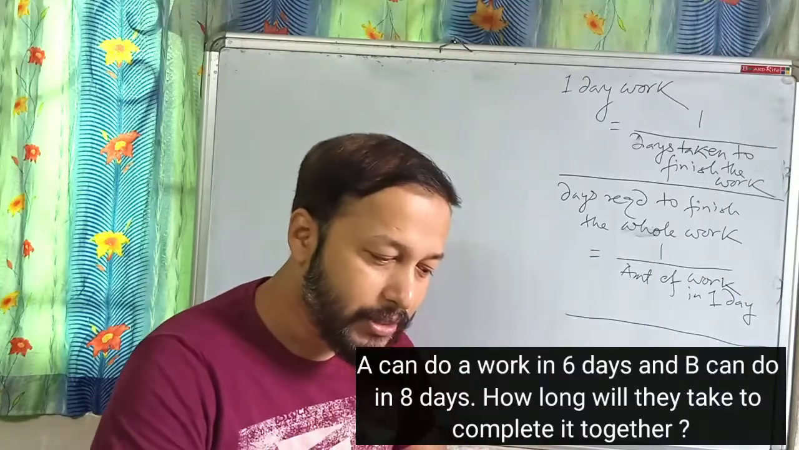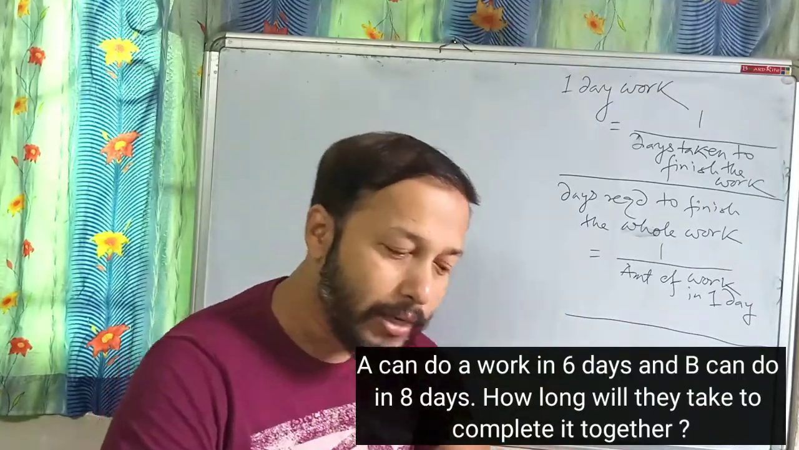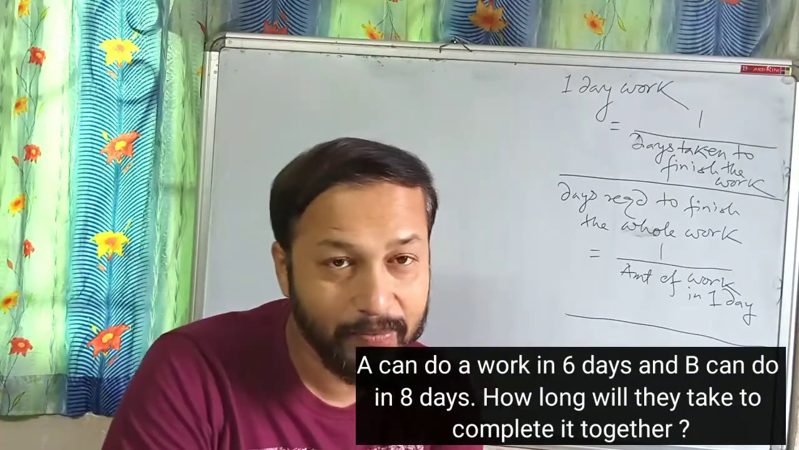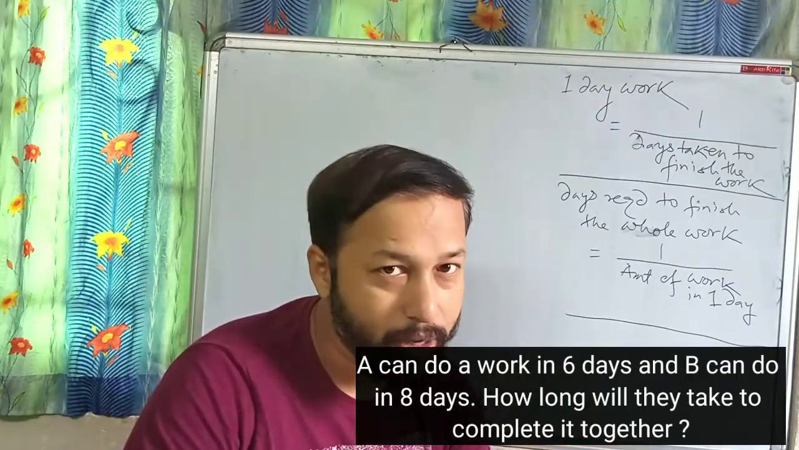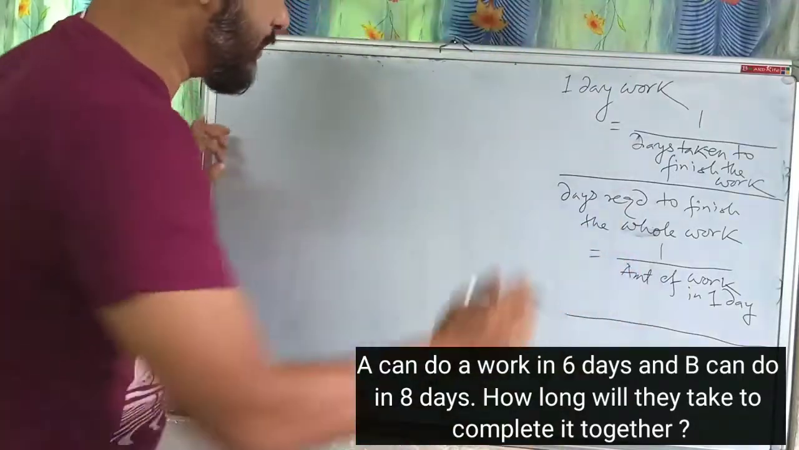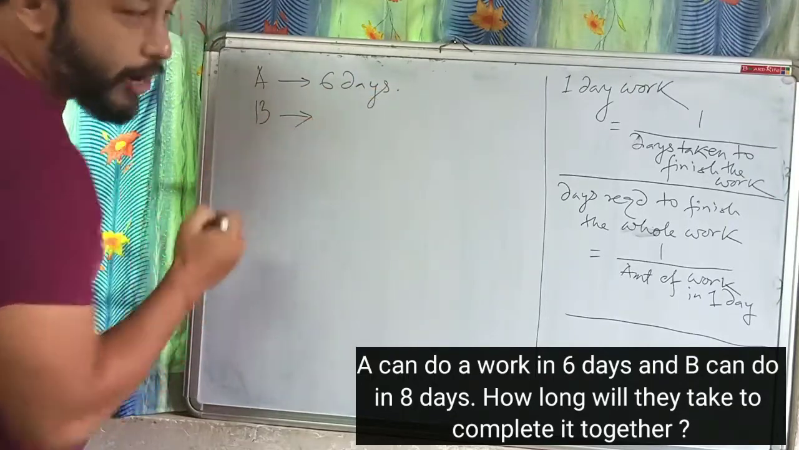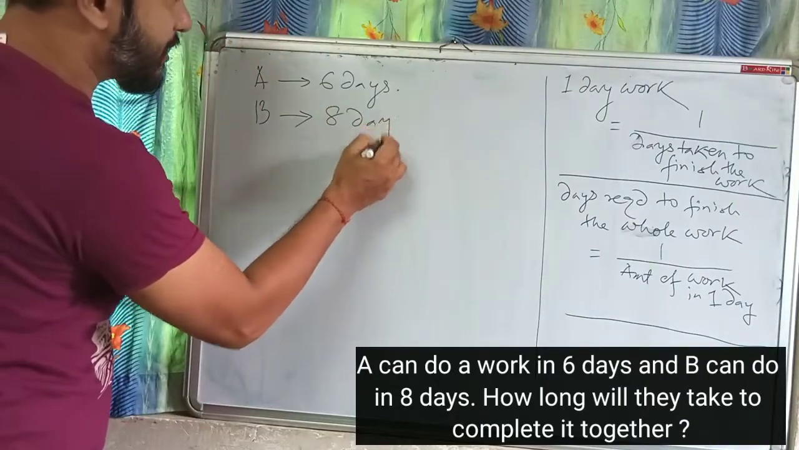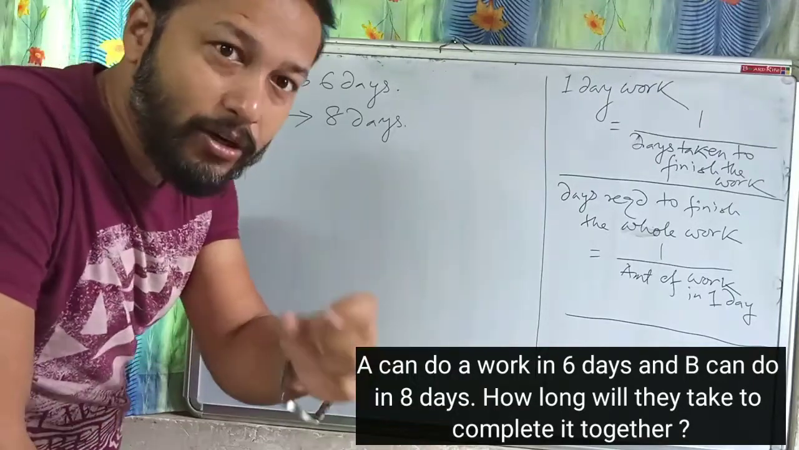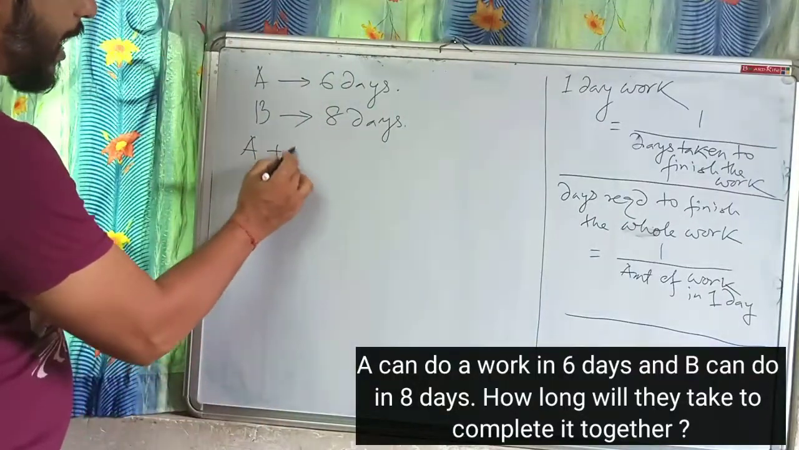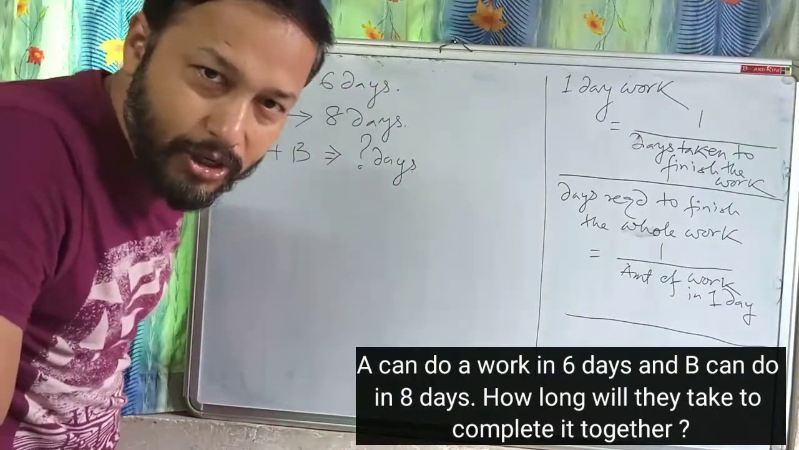Say I'm giving you the first sum. A is a boy and B is another boy. A finished the work in 6 days and B finished the work in 8 days. Now the question is, how long will they take to complete it together? Means A is a boy who finished the work in 6 days, and B is another boy who finished the work in 8 days. Now, if A and B are working together, then how many days do they require to finish the task? This is the question. Understood?